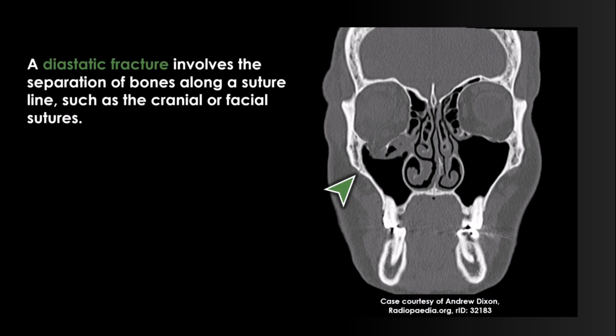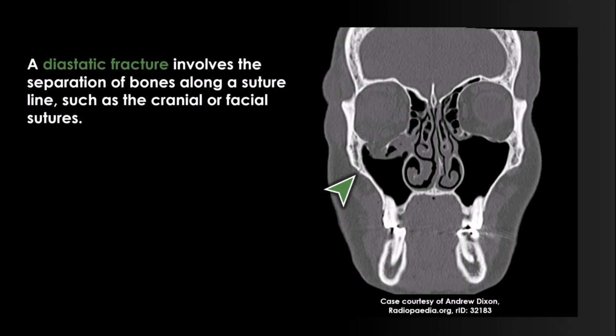This fracture through the zygomaticomaxillary suture is a diastatic fracture. A diastatic fracture, or fractured diastasis, involves the separation of bones along a suture line, such as the cranial or facial sutures. Zygomaticomaxillary complex fractures typically include multiple diastatic fracture lines because they are occurring at the sutures.